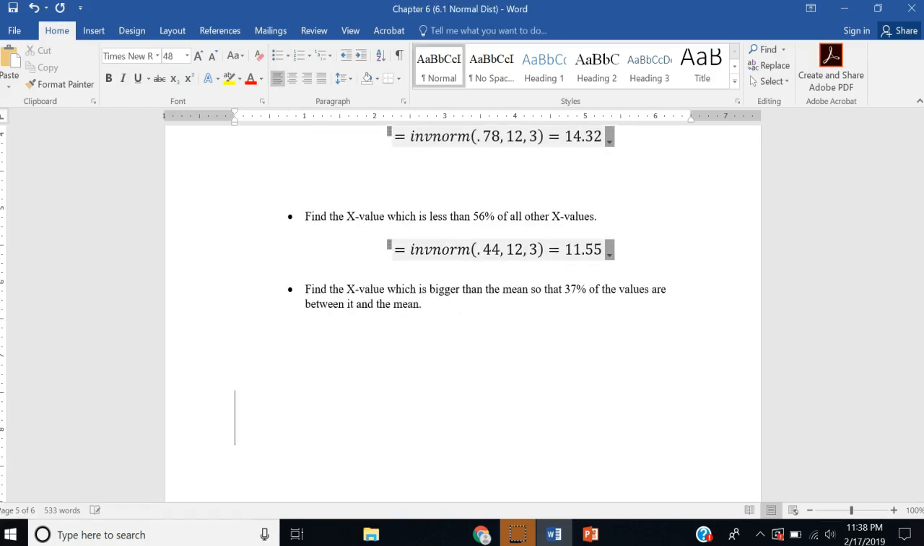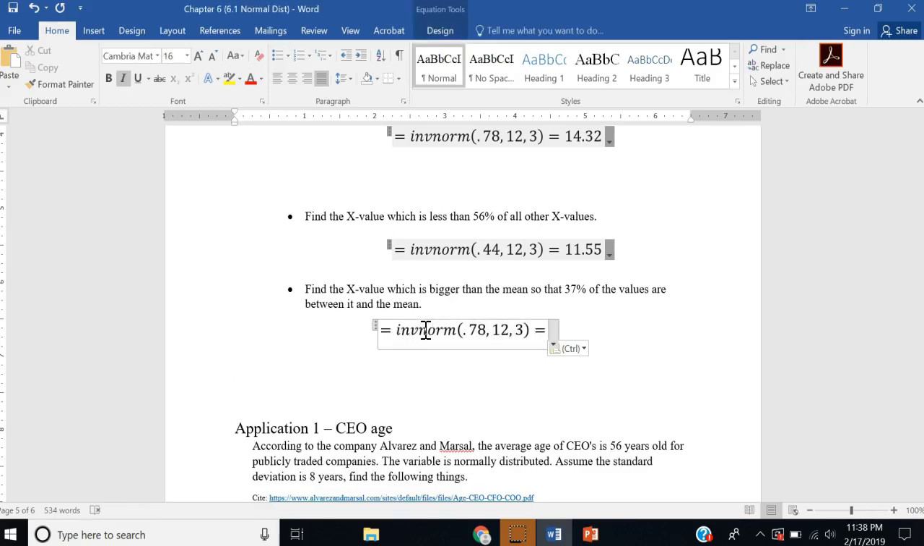All right, so last one here. We want to find an x value which is bigger than the mean so that 37% of the values are between it and the mean. Okay?